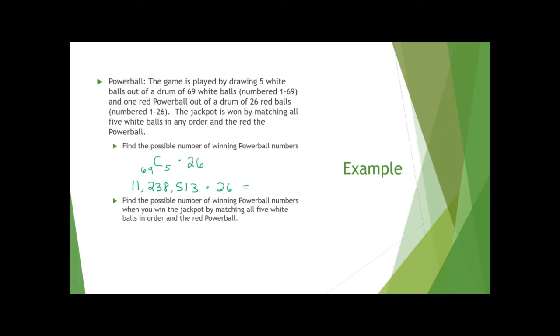So you multiply those, we get 292,201,338. So that's how many possible winning Powerball numbers there are. So your chance of winning the Powerball is 1 out of that number.